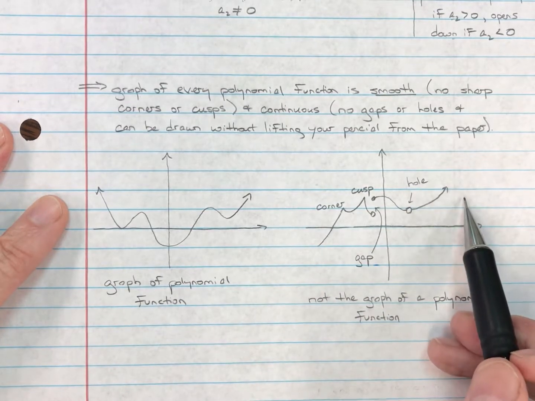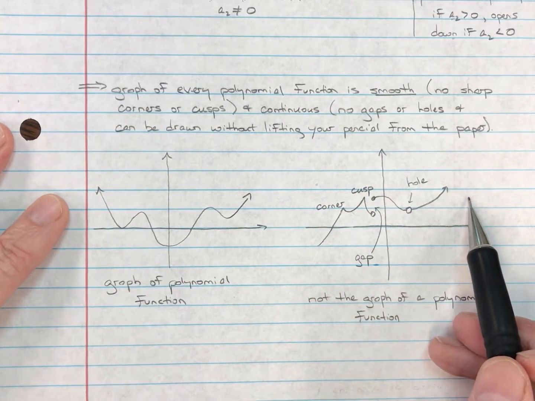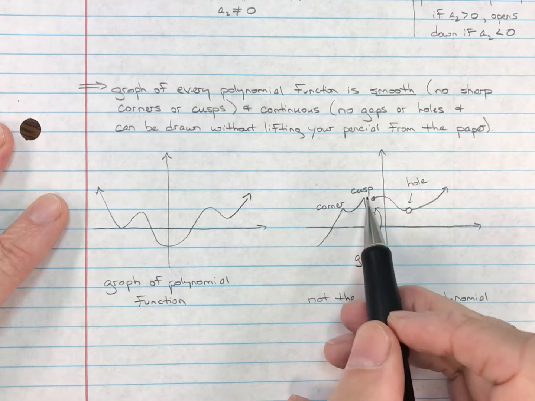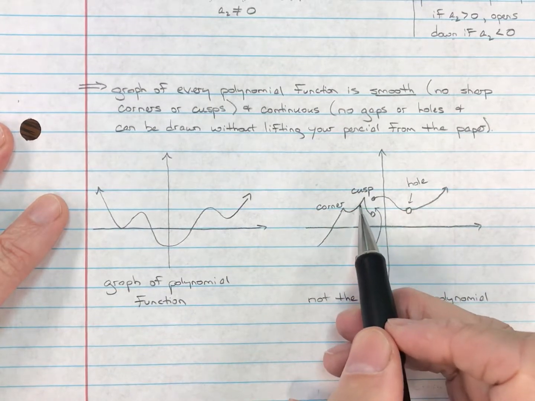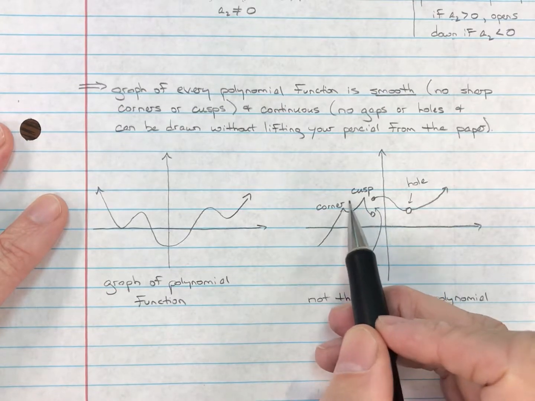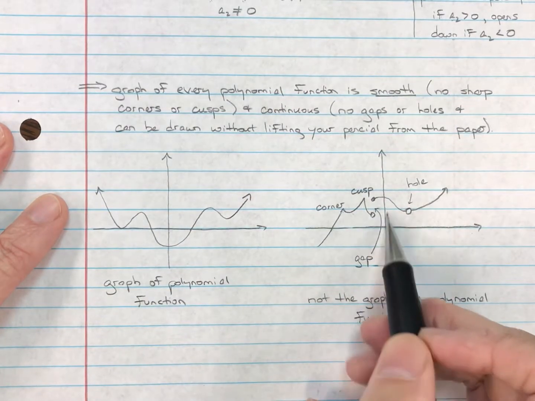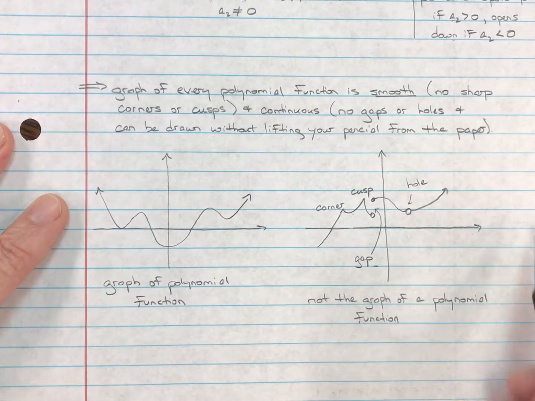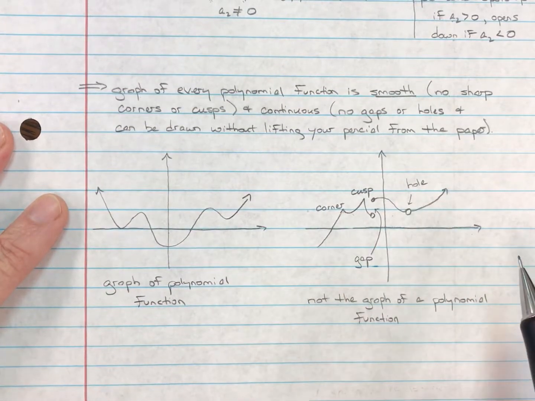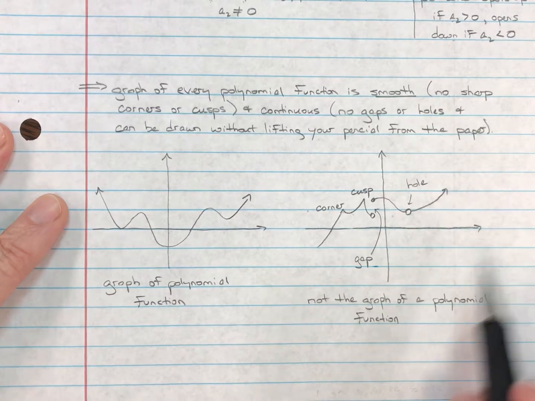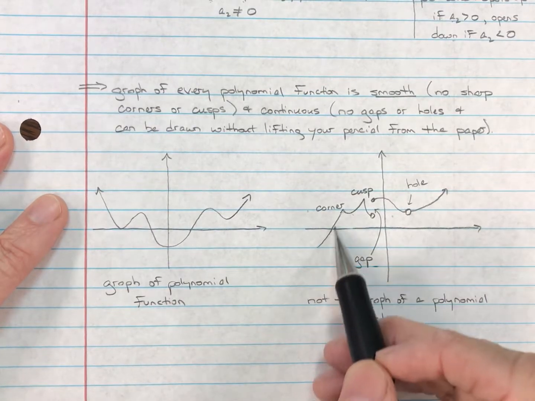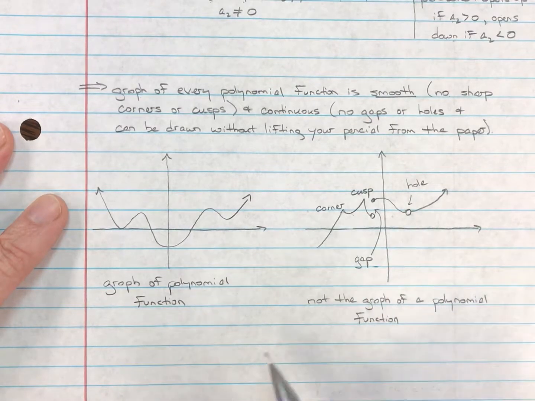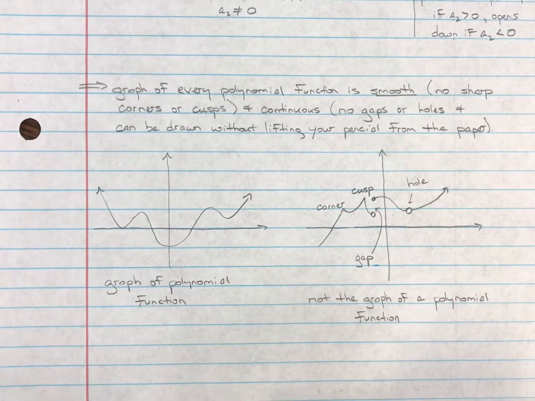The example on the right has everything possible that makes it not a polynomial function. Here's a corner. A cusp is kind of like a point. You kind of jump up and come down, or go down and come up. Here's a gap. Here's a hole. All kinds of stuff going on here. Any one of these things means it's not a polynomial function. Okay, so you have a corner, you have a cusp, you have to lift your pencil, you have a hole, so not the graph of a polynomial function.